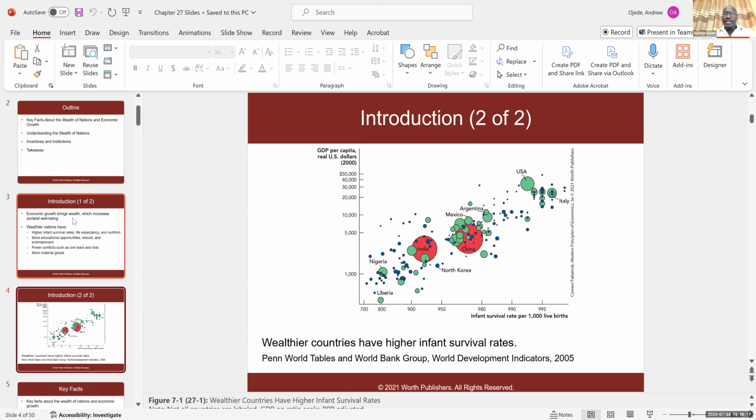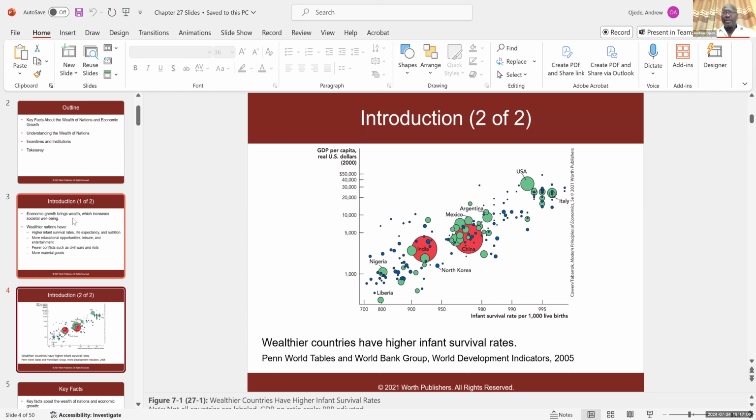So let's put this in a map here, showing you the relationship between infant survival rate. This is basically what we call infant mortality, the number of kids who die before reaching the age of what? The age of 5 per 1,000 live births. So you can see that in countries like Liberia, for example, close to 800 children survive per 1,000. That means 200 out of the 1,000 born babies are going to die before reaching the age of what?